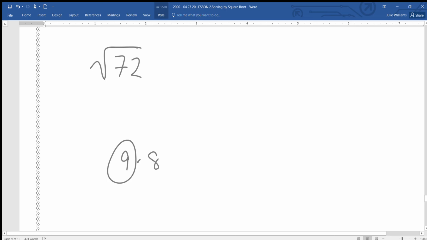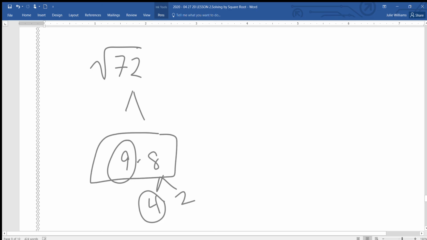Okay. Well, 8 is not a perfect square. But if you think about the factor tree for 72, what does 8 break down to? It breaks down to 4 and 2. Are either of those, 4 and 2, a perfect square? Yes, 4 is a perfect square. So not only could I break it down by 9 times 8, I could also break it down by 9 times 4, which is 36, times 2. Okay, so I'm going to show you both ways.